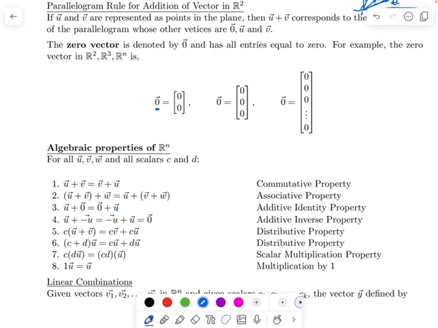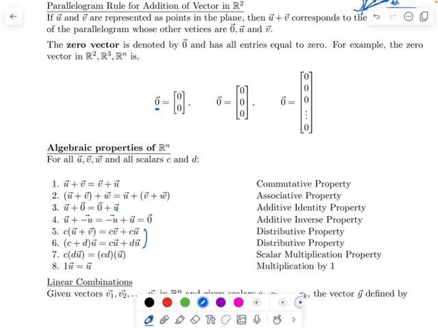So u plus 0 is equal to 0 plus u, because like 2 plus 0 is equal to 0 plus 2, right? And then u plus negative u is the same as negative u plus u, which is equal to 0. c times (u plus v) is equal to c times u plus c times v. (c plus d) times u is equal to cu plus du. You can see these are called the distributive properties. These two are distributive properties.